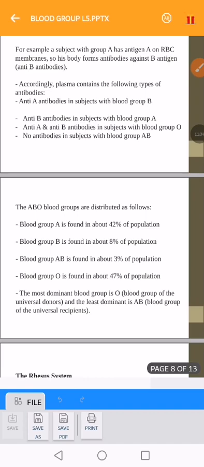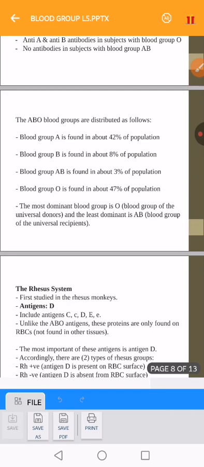The ABO blood groups are distributed as follows. The most abundant one is blood group A, 42% of the population, blood group B 8% of the population, and AB only 3% of the population, and blood group O is found in 47% of the population. Sorry, that means that O blood group is the most abundant blood group. The most dominant blood group is the O blood group. So this is the first system, the ABO system.